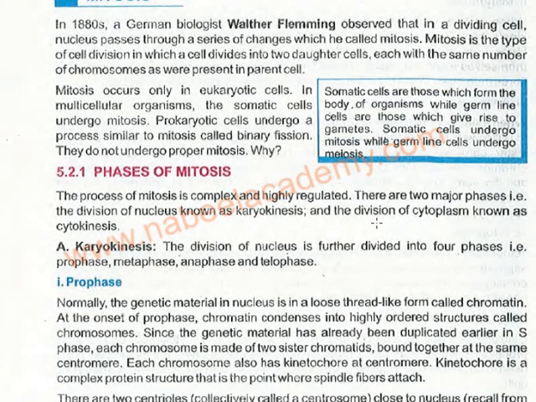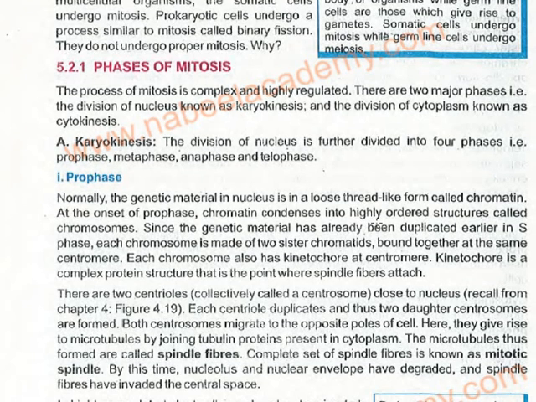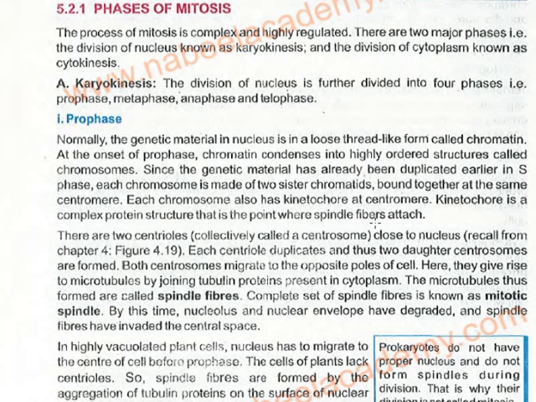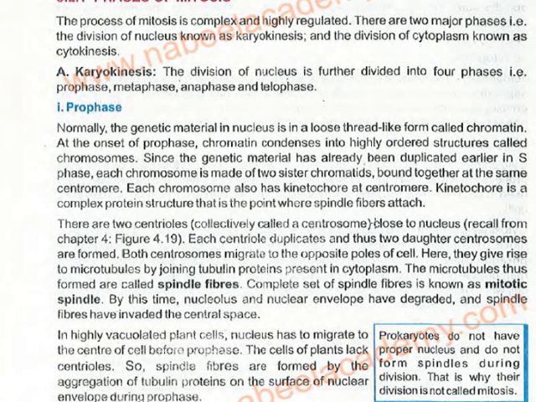The process of mitosis is complex and highly regulated. Highly regulated means it has a proper discipline and a proper order. There are two major phases: one is karyokinesis and the other is cytokinesis. Karyokinesis is the division of the nucleus, which is divided into four phases, and cytokinesis is the division of the cytoplasm. So karyokinesis and cytokinesis, you must know the meaning of these.